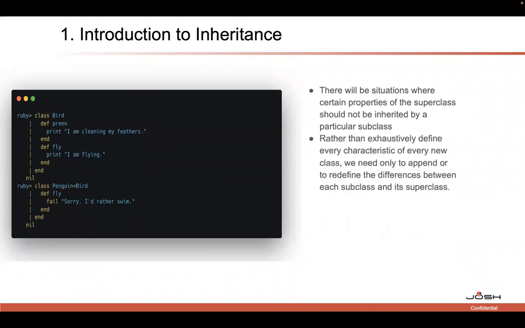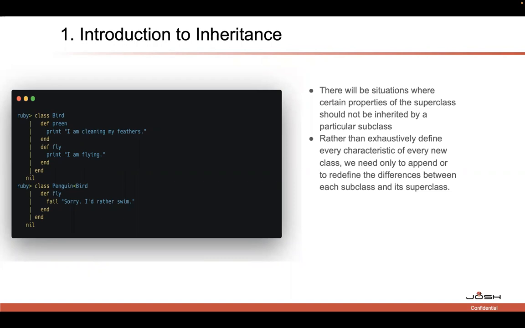So what we can conclude here is, rather than exhaustively defining every characteristic of every new class, we need only append or redefine the differences between each subclass and its superclass. So what we are doing here is just redefining the differences. In the Bird class, we have defined two methods, preen and fly. Since fly is not applicable to Penguin, we are basically redefining it.